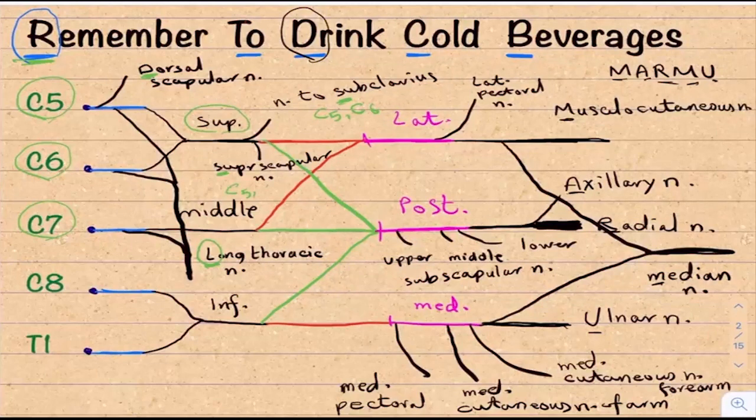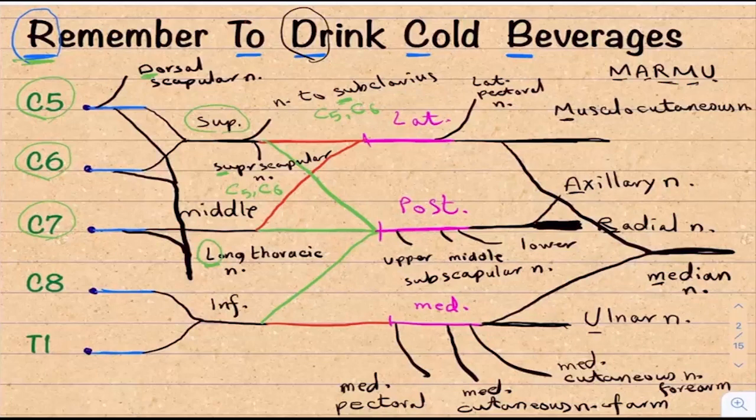Now, the divisions do not give off any branches. So again, no branches come off the divisions. So now we already know the nerves that come off the roots and the nerves that come off the trunks. Two nerves come from the roots, two nerves come from the trunks. The two nerves that come from the roots start with the letters D and L, which are earlier in the alphabet than the letter S.